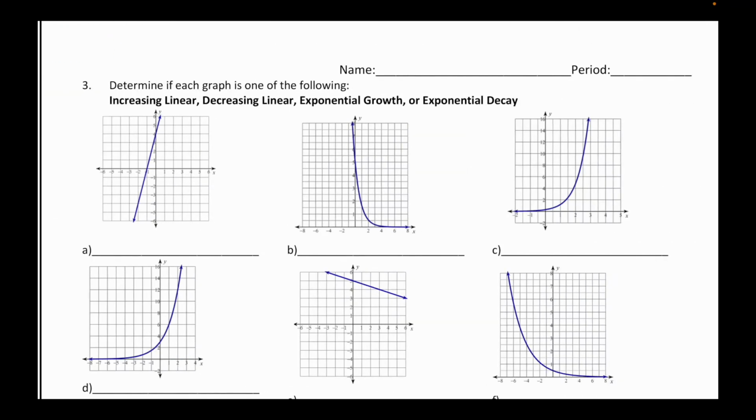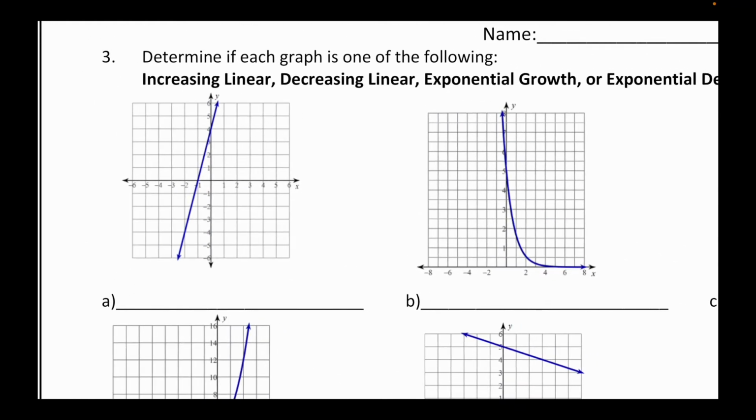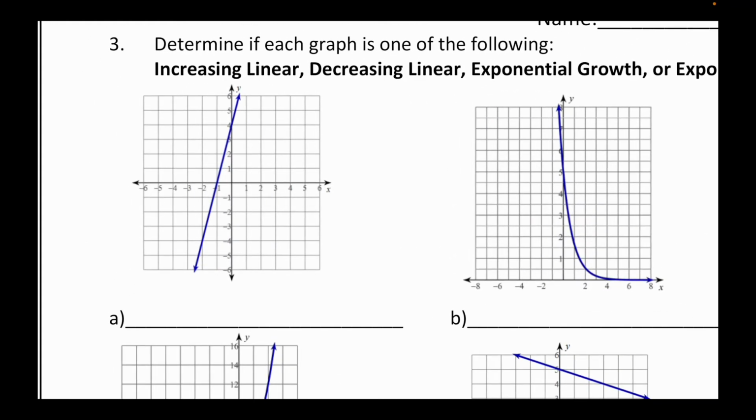So if we move to question 3 on the back side here, we want to determine if the graph is one of the following. We have the options increasing linear, decreasing linear, and then exponential growth or exponential decay. So it's really just about, can we identify which is which? For this first one, this is linear because it's a straight line. And since it is going up from left to right, this is going to be increasing linear.